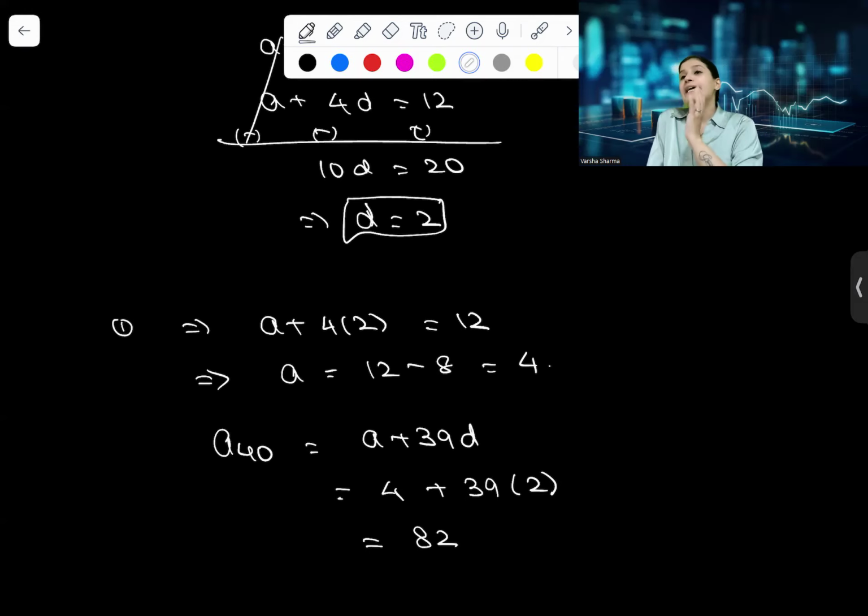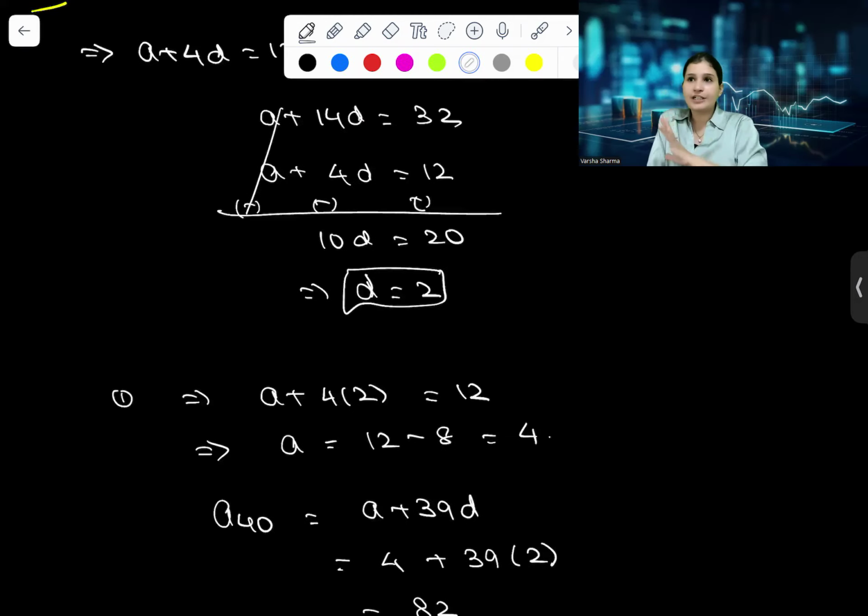Remember, if A and D are missing, we'll first form two equations like we did here: A plus 4D is 12, A plus 14D is 32. Subtract them or substitute, your A vanishes, you get the value of D. That is our first step: form the equation, subtract and get D. Once you have got the value of D, substitute in any one of the equations to find A.